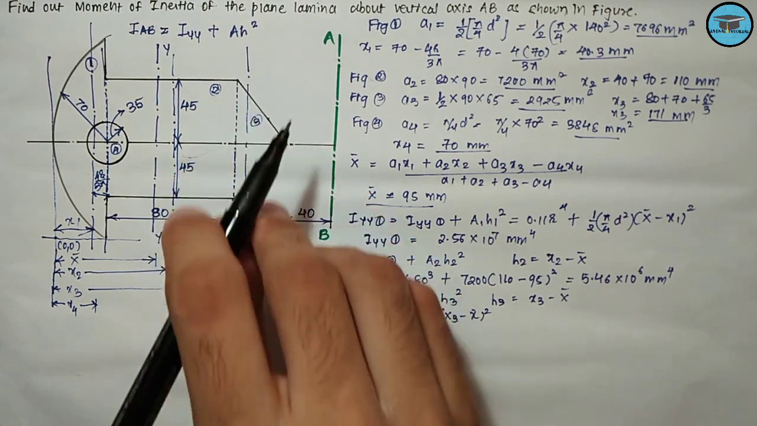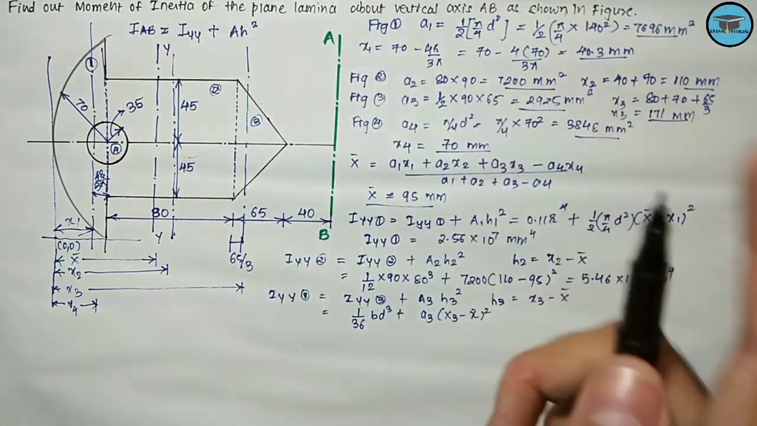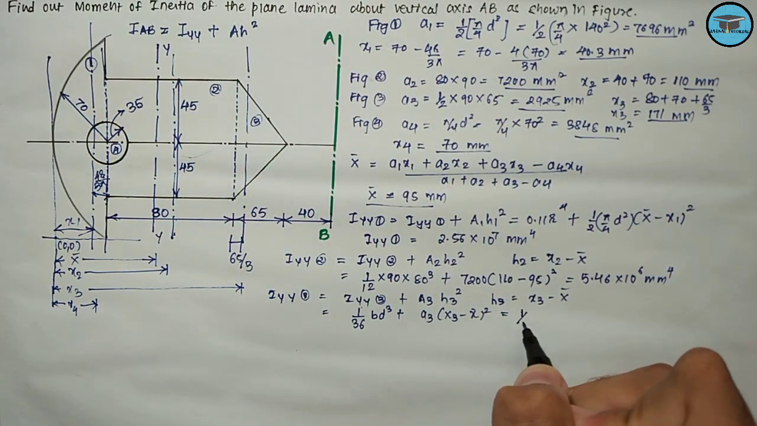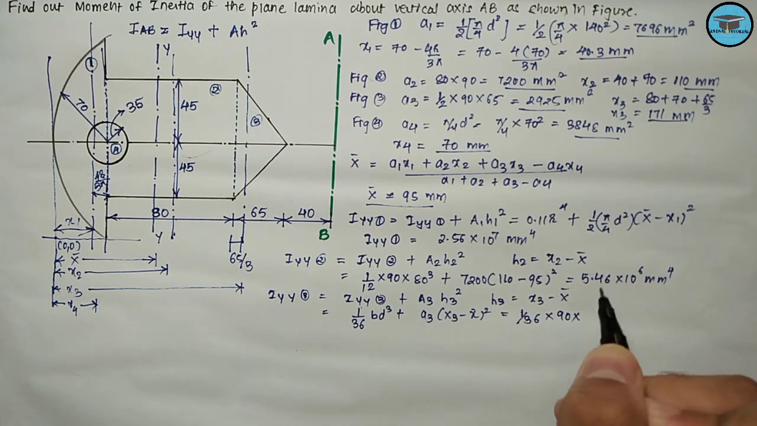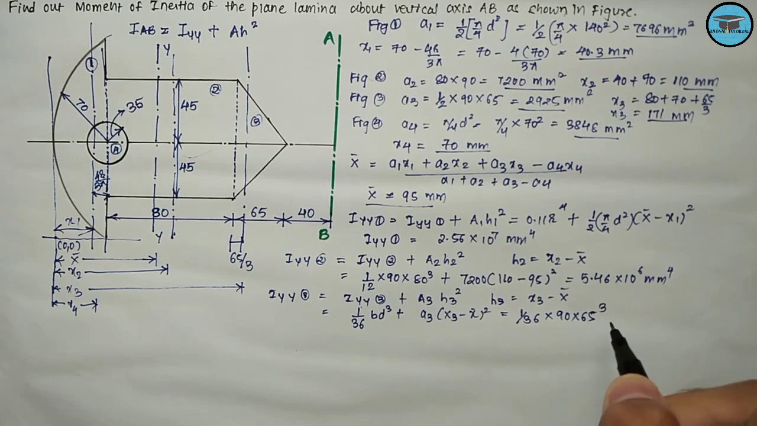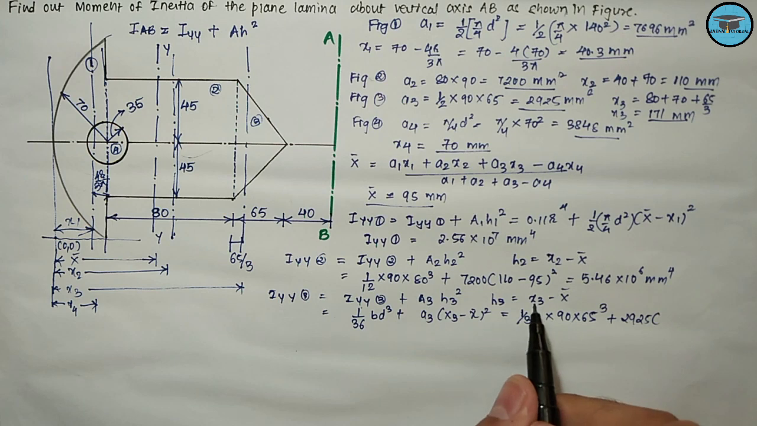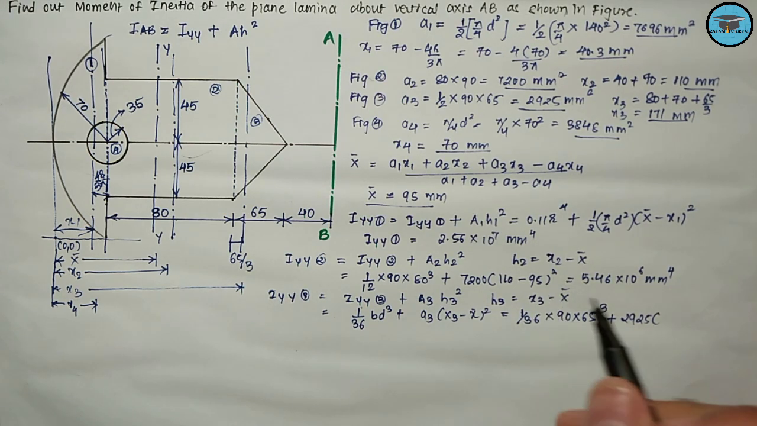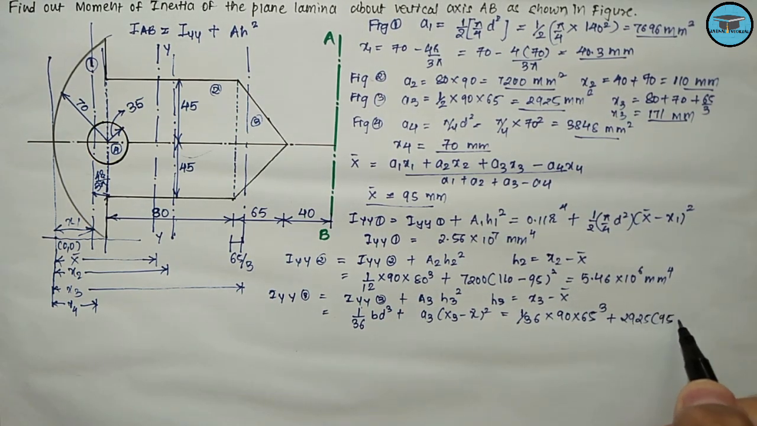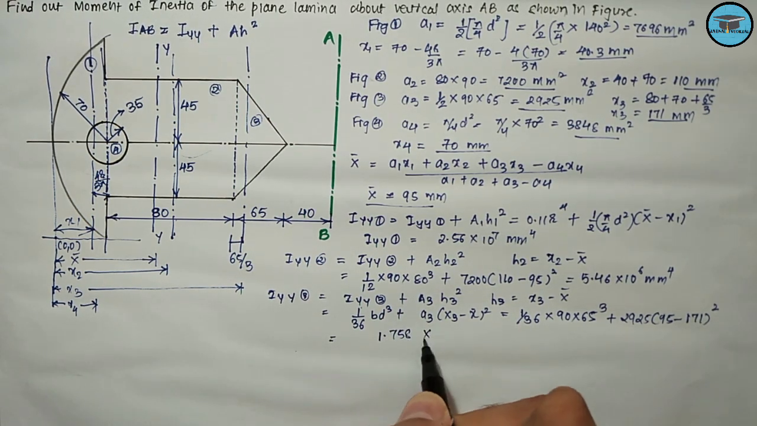Here b is the parallel dimension, so about this axis we need to determine. The parallel dimension will be this much, that is 90 mm. So the value comes out to be 1 by 36 into 90 into the perpendicular distance, that is 65 cube, plus a3 that we know as 2925 into x3 minus x bar, so 95 minus 171 whole square. Okay, so the value of Iyy3 comes out to be 1.758 into 10 raised to 7 mm raised to 4.